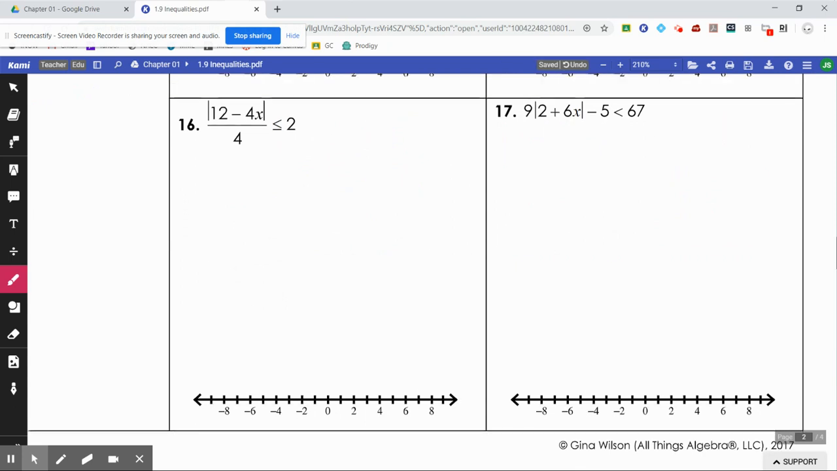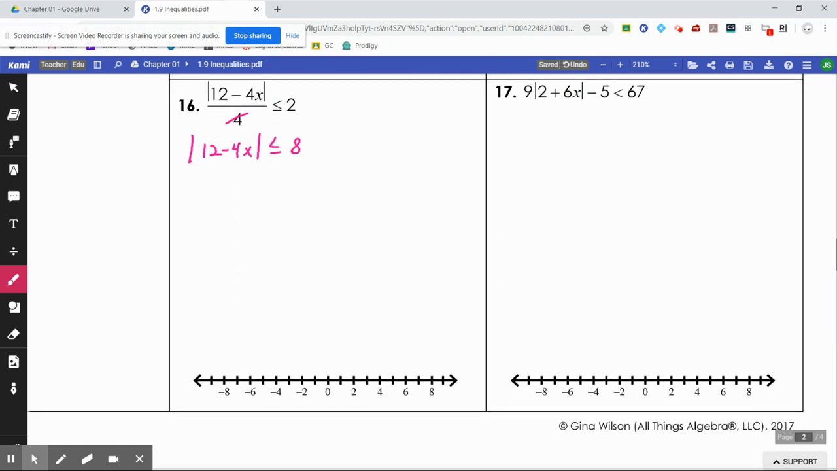Number 16. Let's get rid of the 4 by multiplying. So the absolute value of 12 minus 4x is less than or equal to 8. This is a less than, so it would be an and statement. Keep it, switch would be 12 minus 4x. Keep it. And because it's less than, 12 minus 4x, switch. And that's greater than or equal to.